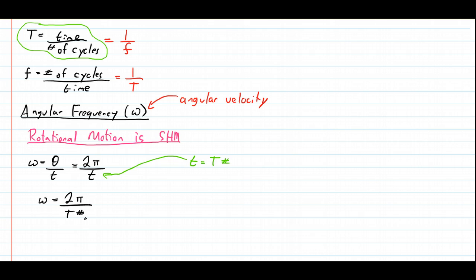But remember, we're only talking about one cycle. Because we're only talking about one cycle, our number becomes 1, and we're left with 2 pi over T. And this gives us our definition for angular frequency in terms of simple harmonic motion.